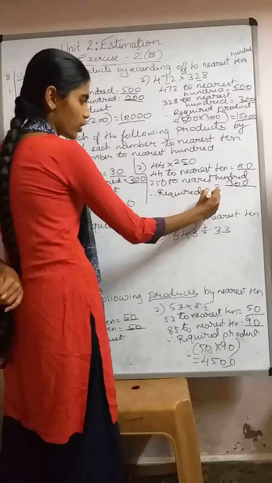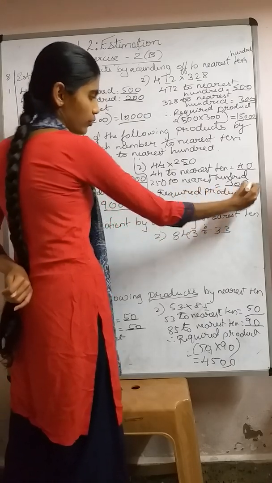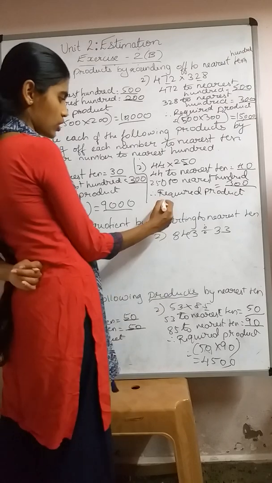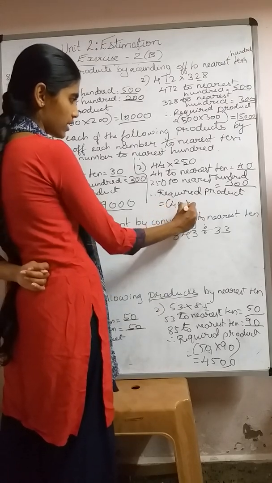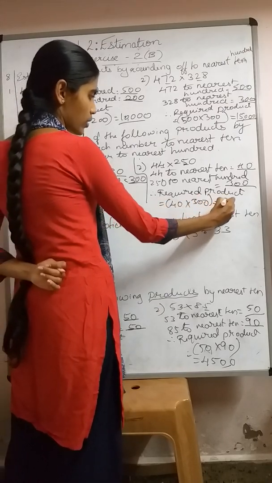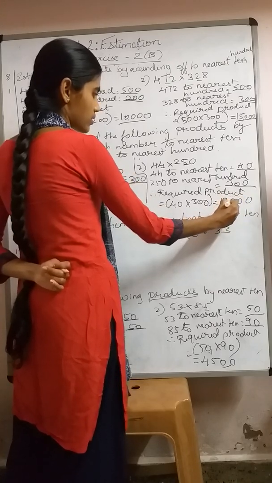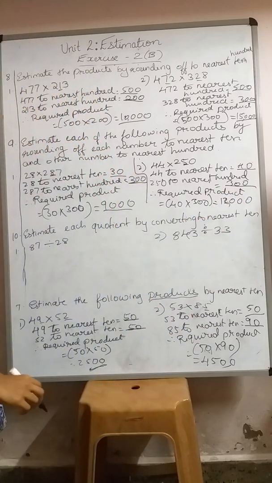So let us calculate. Therefore, what are we finding? The required product. Are you following? What are you finding? The required product. So what do we need to do? 40 multiplied with 300. So what do we have? 12,000 as our answer. Fine. Let us move to the 10th one and the last one.